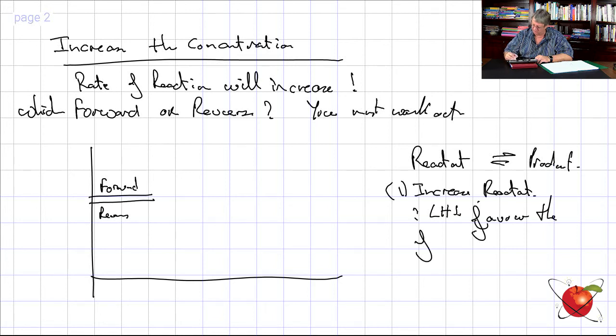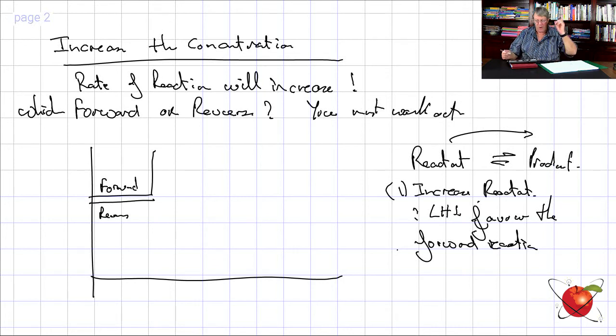Favor the forward reaction. Right? So it's going to favor that one. Increasing a reactant is going to favor the forward, which means the forward rate is going to go up first. Where's my new level of equilibrium going to be? Above or below? It's going to be faster. So I'm going to go up to there and down there, and this guy is going to come and join me up there because I have increased the concentration.